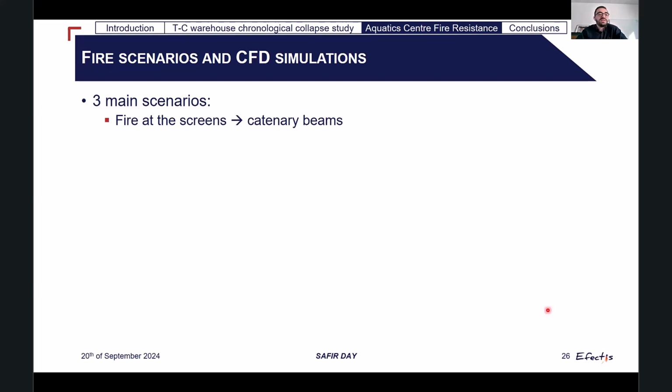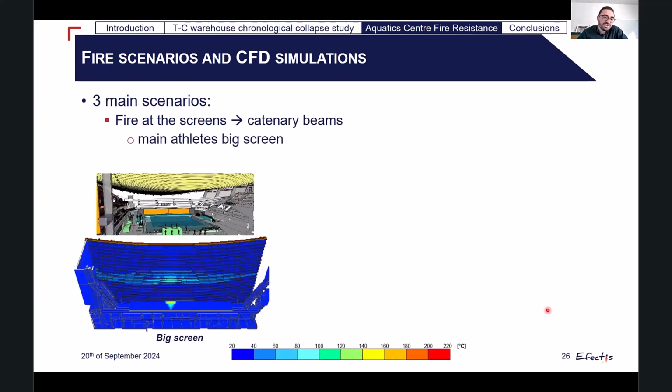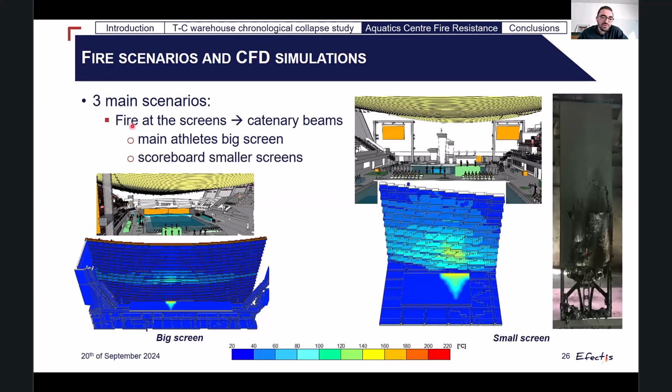And finally, the last scenario was the fire at the screens. That was also impacting mainly the catenary beams. The first scenario we studied was the main athlete's big screen, which you can see here in orange in the center of the pool. And the second one was the rowboat smaller screen that you can see here in orange on the other side of the pool. For this simulation, we carried out real fire tests in order to get data and to implement it in our CFD simulations. So that was quite interesting also.